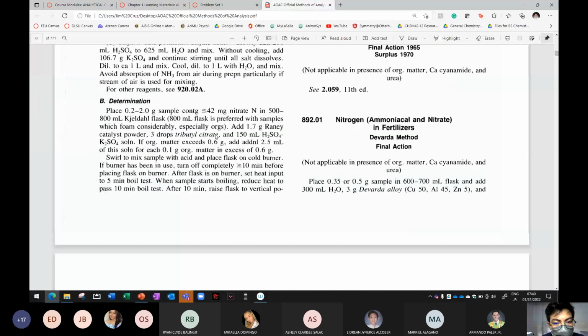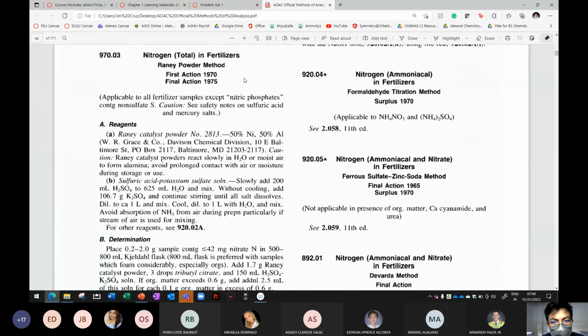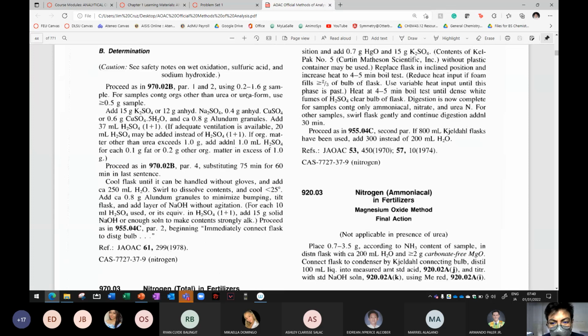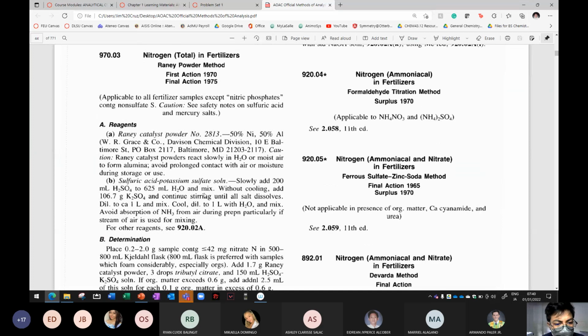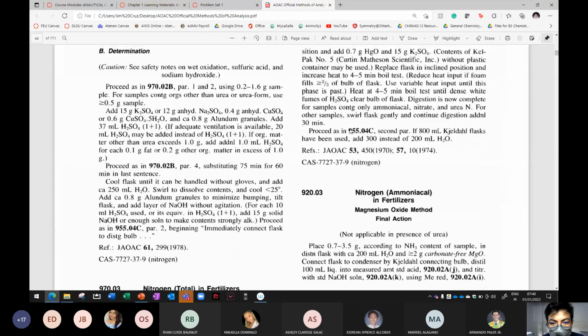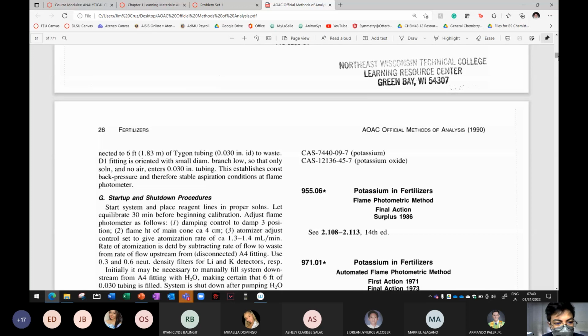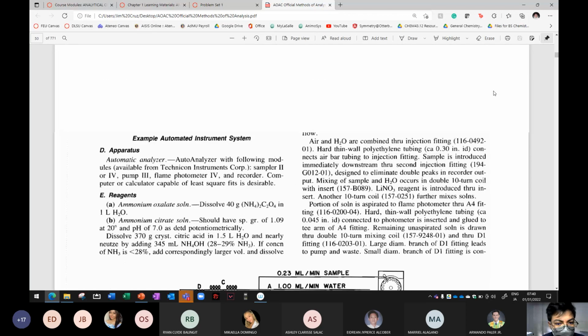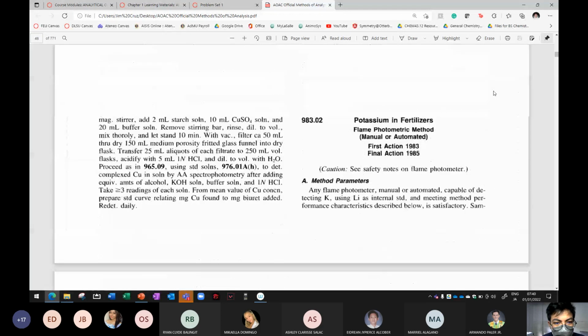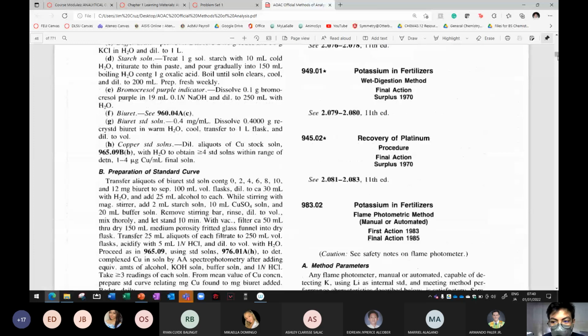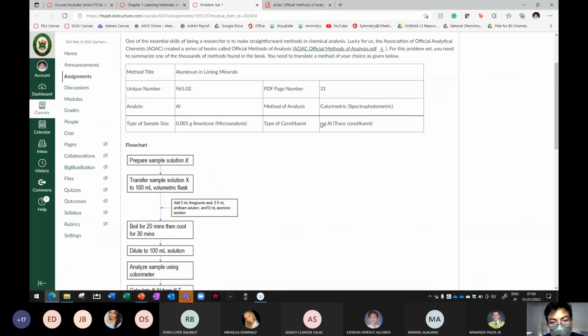Okay? For the type of constituent, okay? So, this is nitrogen. So, basically, tignan nyo lang yung final unit ng nitrogen na hinahanap. Okay? So, basahin nyo yung bandang dulo. And then, sabi dito, proceed as in 955.04c, second paragraph. Check natin yun. 955.40c. Ay nawala na ako. Anyway.